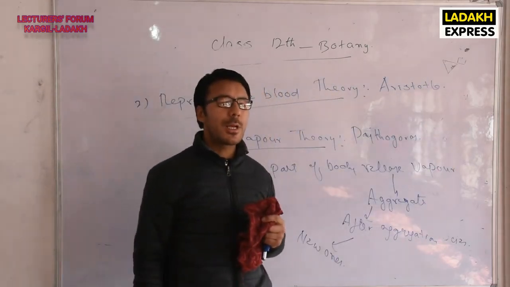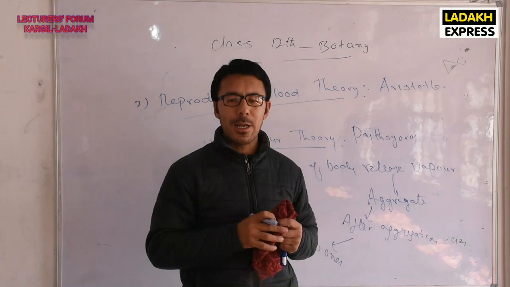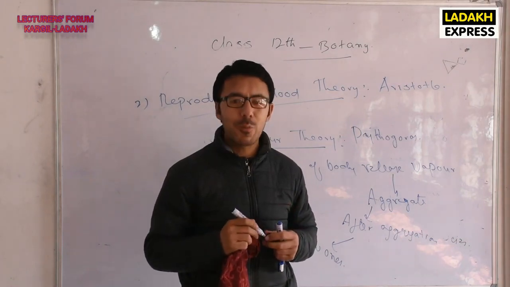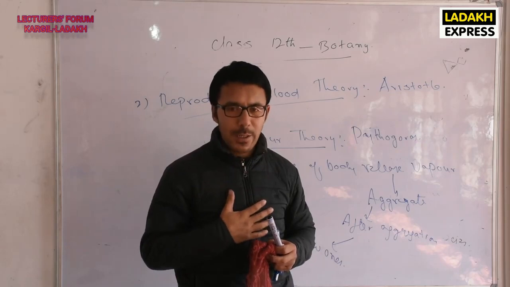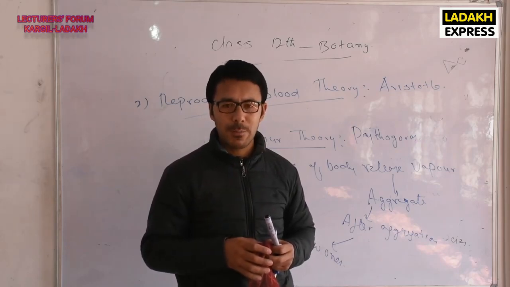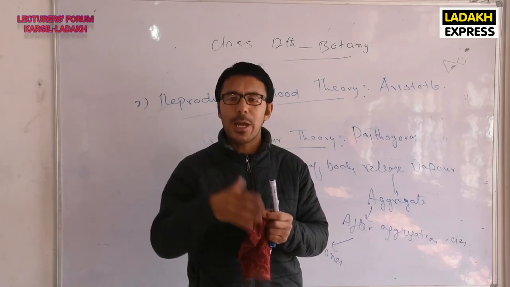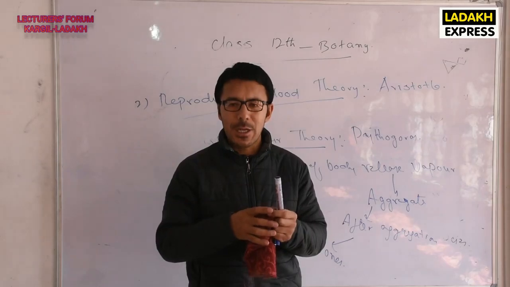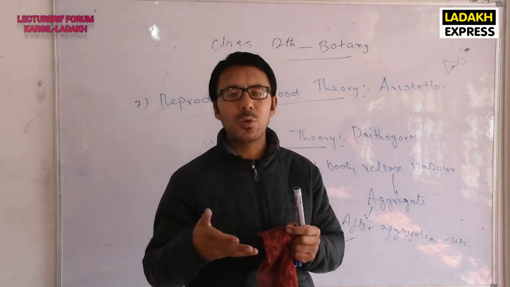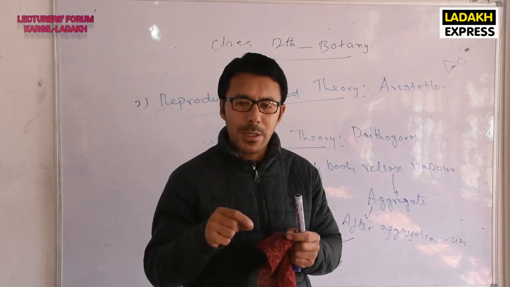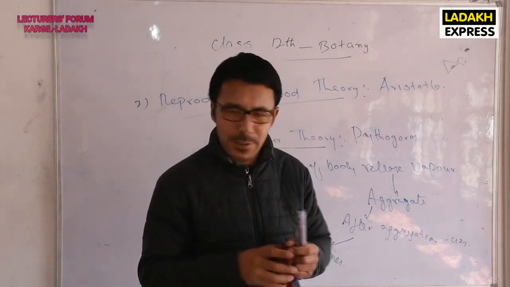Then came another scientist, namely Aristotle. Aristotle believed that both male and female produce reproductive blood. But for Aristotle, the male produces pure reproductive blood and the female produces impure reproductive blood. The pure and the impure reproductive bloods come into contact in the female body, and after they coagulate, they give rise to young ones. It means the transfer of character takes place through two types of blood: pure blood contributed by the male counterpart, and impure blood contributed by the female partner.